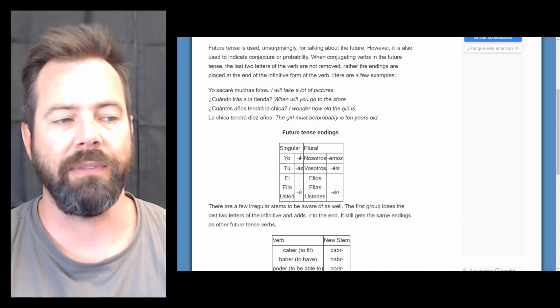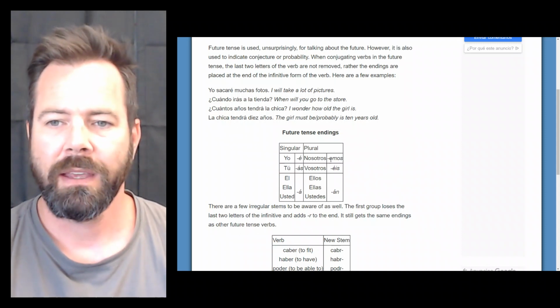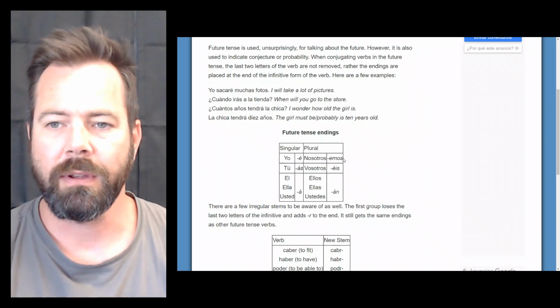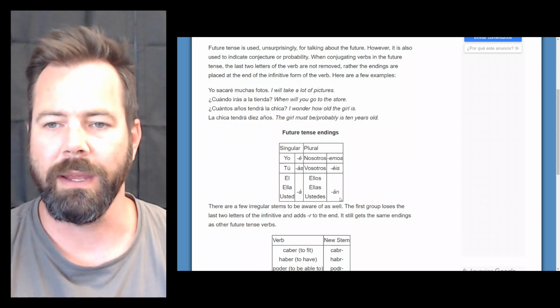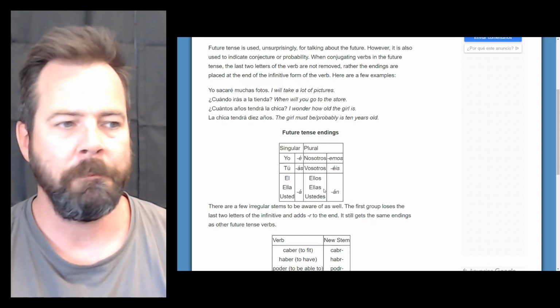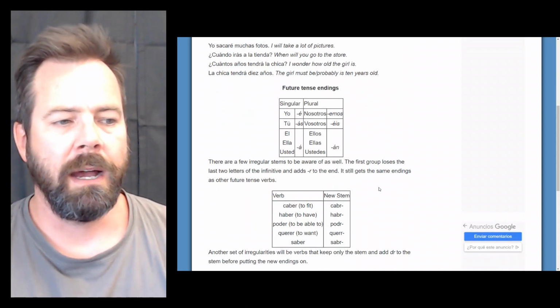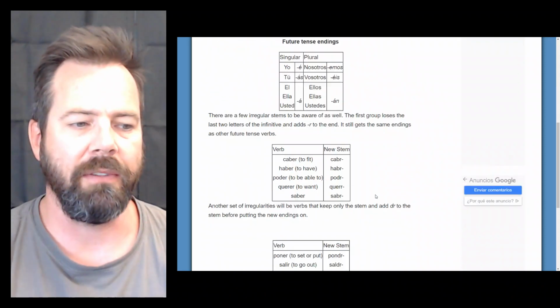For yo form, you have é, tú is ás, él, ella, usted would be á, nosotros would be emos, vosotros would be éis, and then ellos, ellas, ustedes would be án. Accents on all of those except for the nosotros one. Okay. There are some irregulars that you've got to pay attention to, but it's very simple.